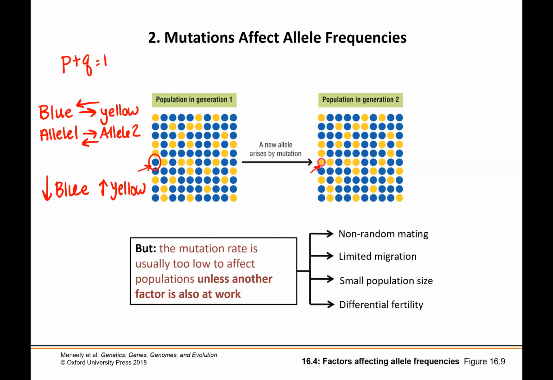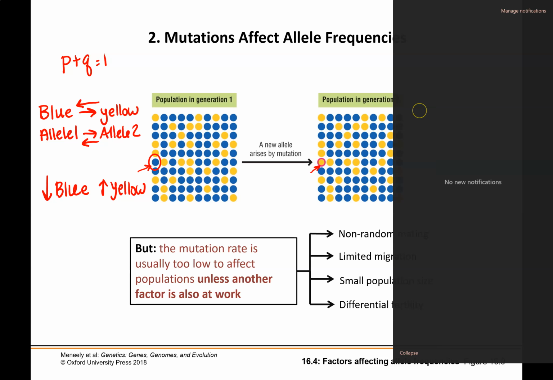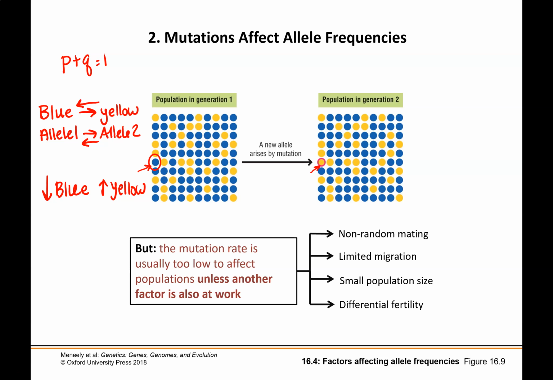We can have a second situation where we produce a new allele. So we could have the blue allele turn into a new red allele, in which case we would have blue, yellow, and red. The introduction of that red is going to increase that allele in the population and decrease the other two, for the same reason: P plus Q plus R equals 1. If we bring in another allele, if any one of them goes up, the other two have to go down.